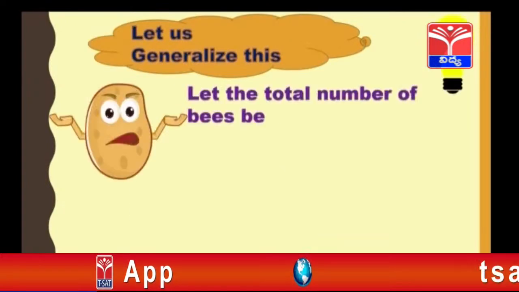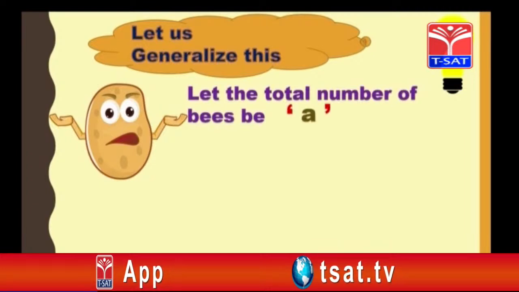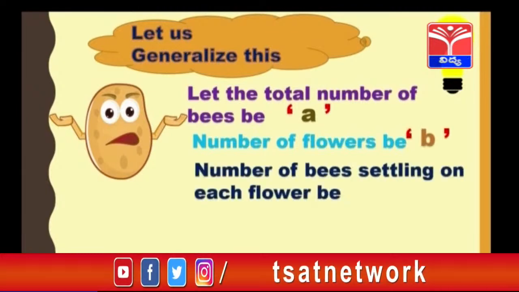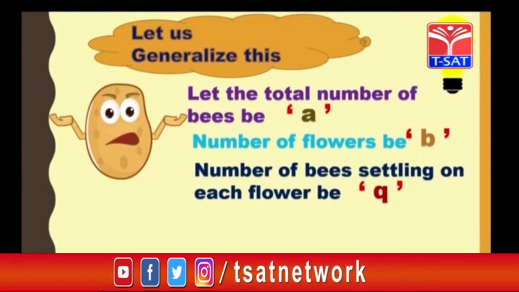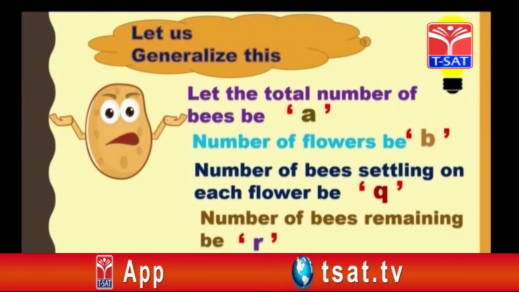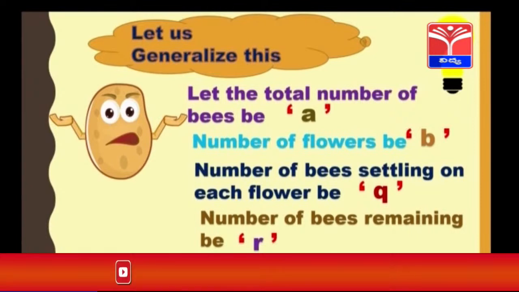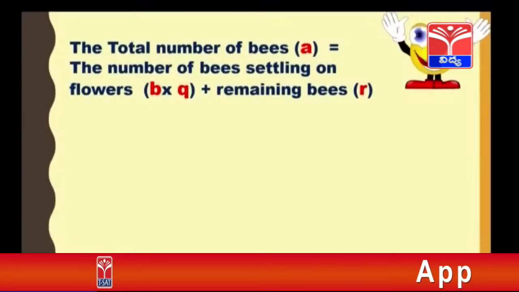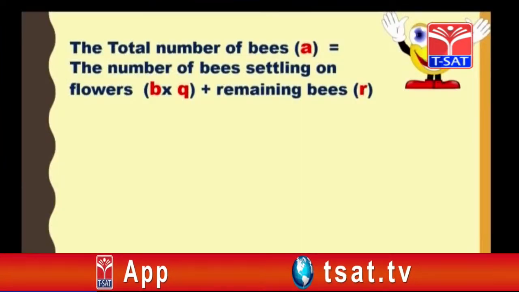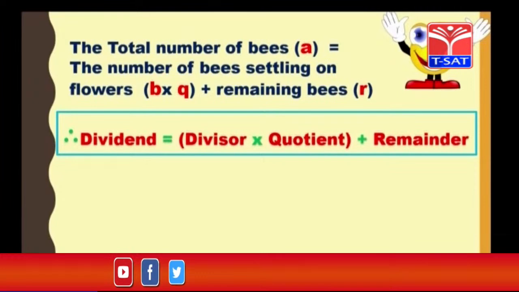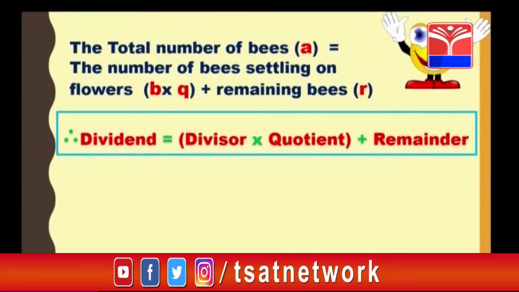Let us generalize this. Let the total number of bees be A, the number of flowers be B, the number of bees settling on each flower be Q, and the number of bees remaining be R. So the total number of bees is equal to the number of bees settling on the flowers plus the remaining bees, which we can write as dividend = divisor × quotient + remainder.